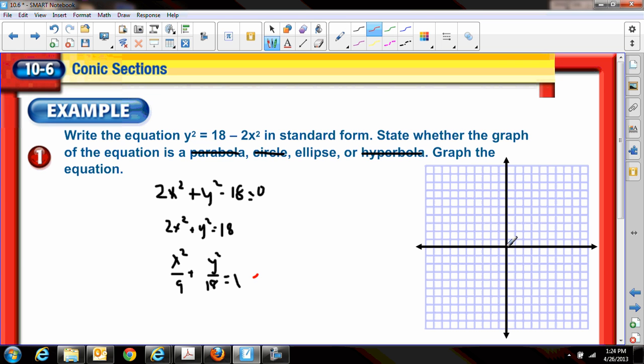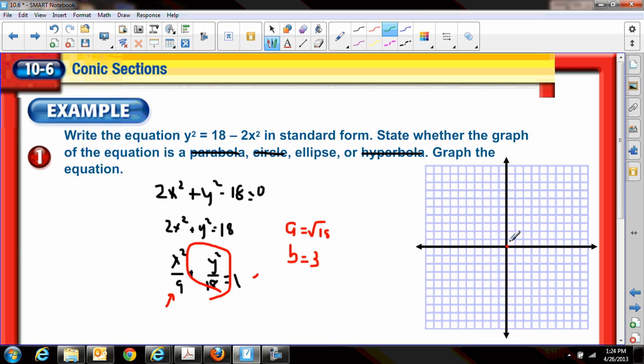X squared, y squared means the center is at 0, 0. The bigger value here is under y, which means this has to be a vertical ellipse. So this number is b squared, which means b has to be 3. This number then becomes a squared, so a is the square root of 18. When I graph this, a represents how far up I go, since it's under the y.